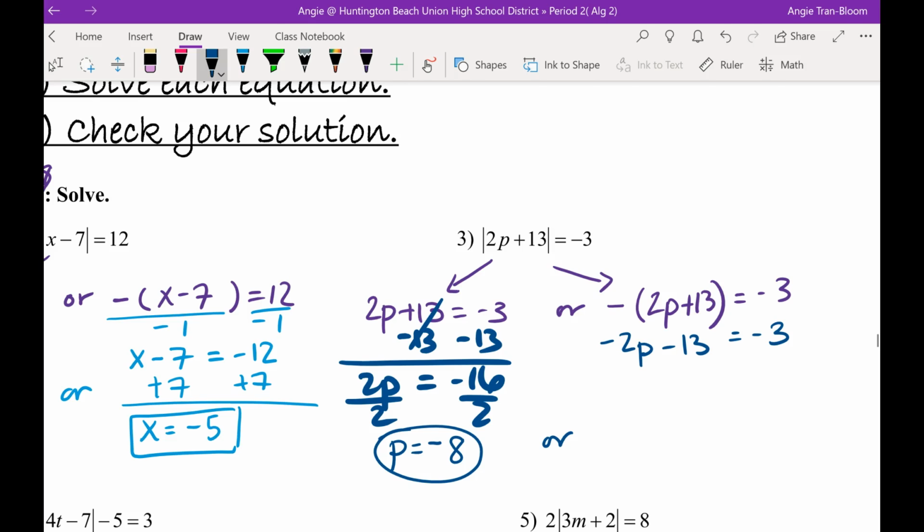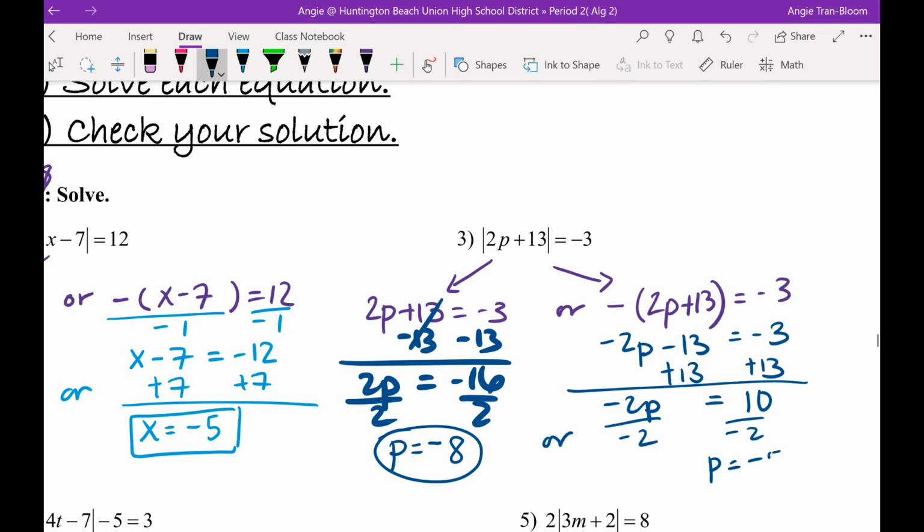This one goes to Arista. Subtract or add 13. Good, add 13 to both sides. So negative 2p equals a positive, what? 10. What do you want to do next, Brandon N? Good. And what did you get?